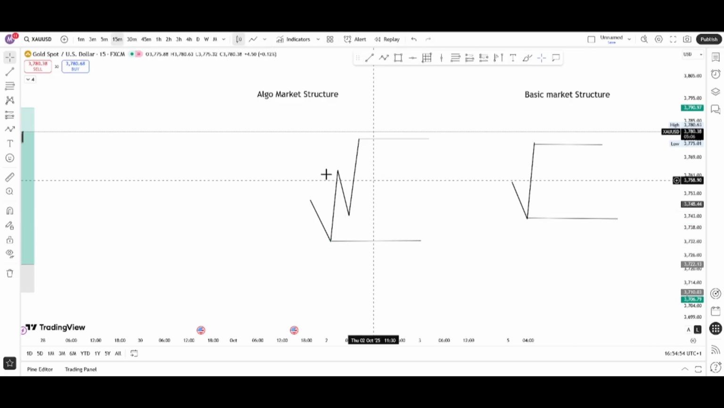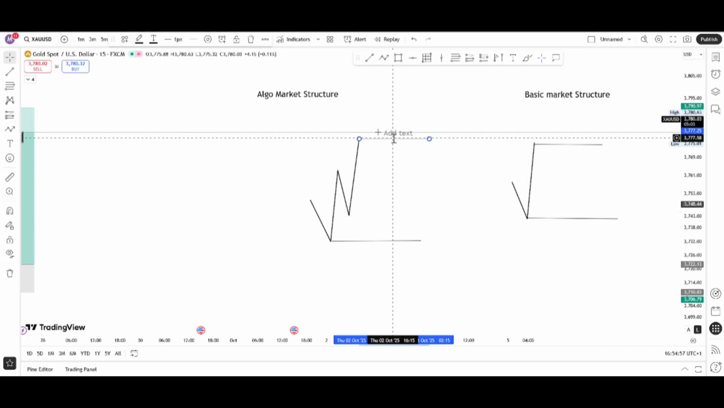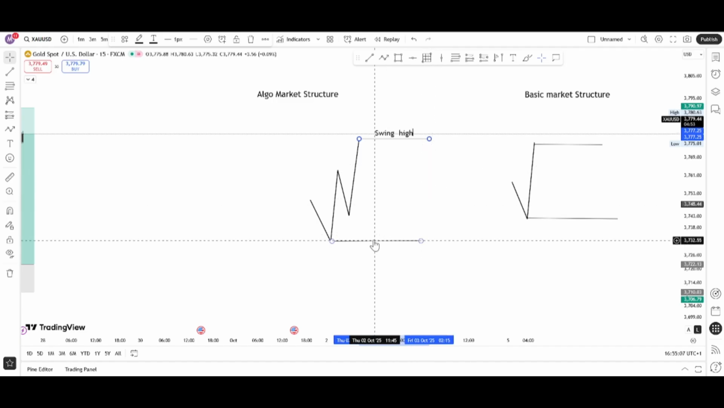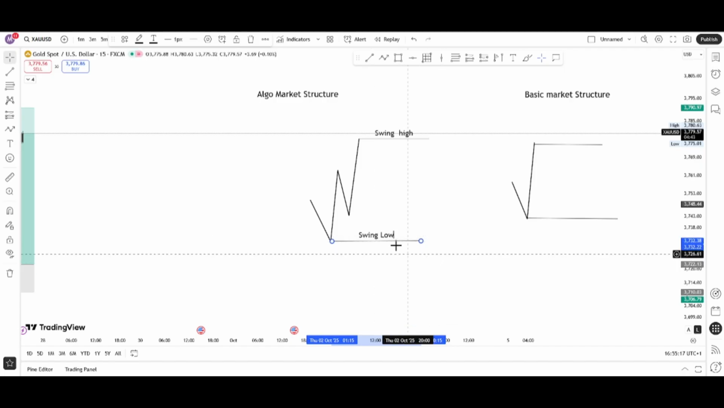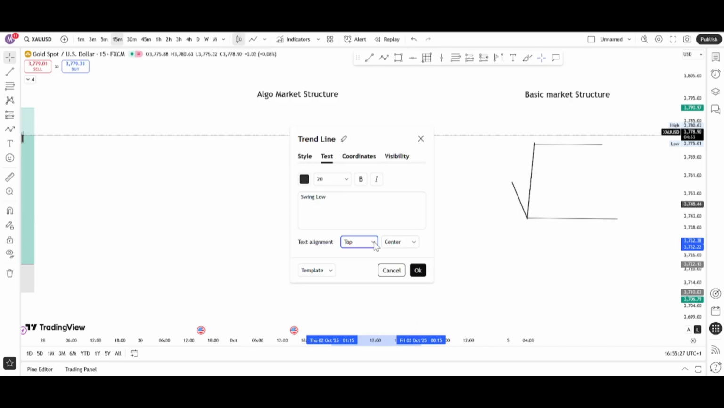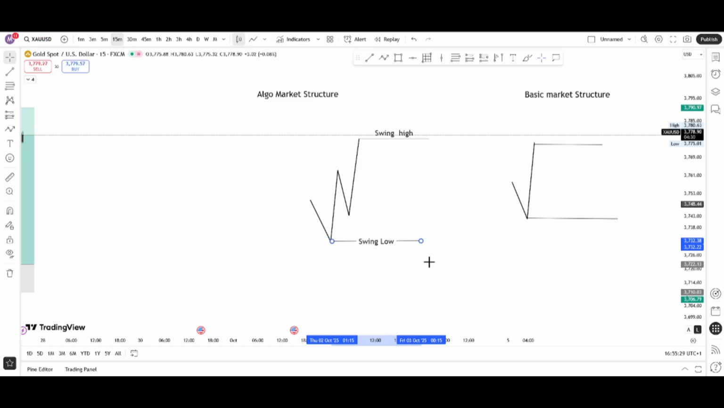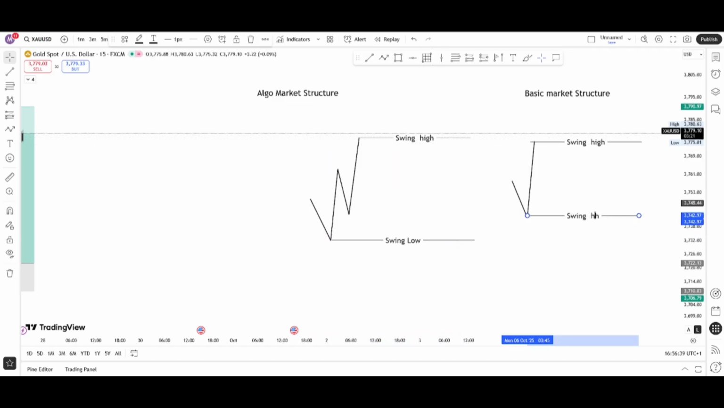So this is what algo market structure is telling us, that here is our swing high. So we have our swing high, and here we have our swing low. So this is for algo market structure. Algo market structure is telling us that we have our swing high to our swing low. So let me just put this text in the middle. Alright, so we have this swing low.